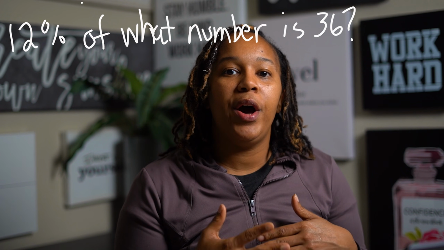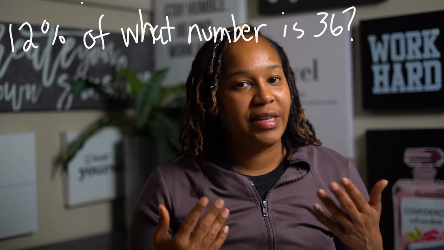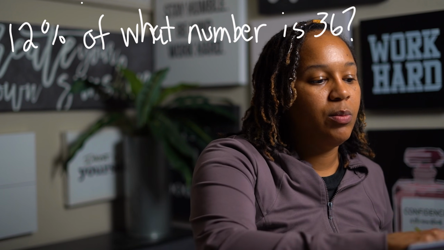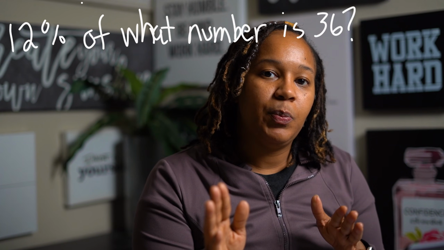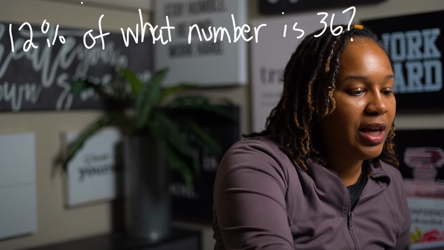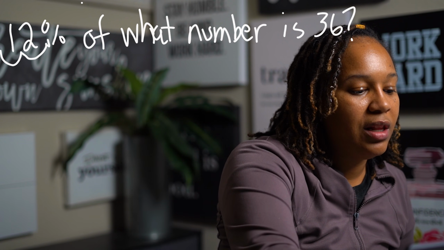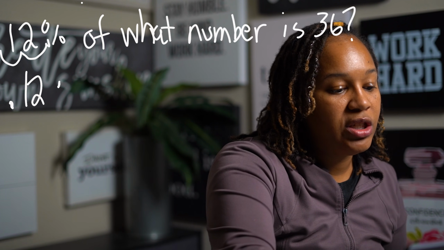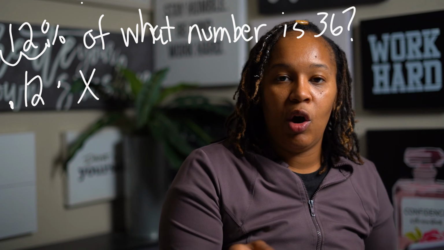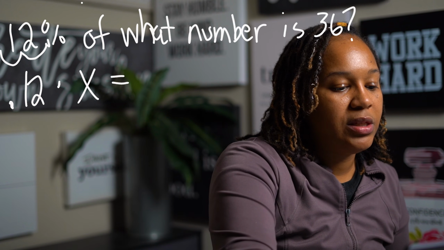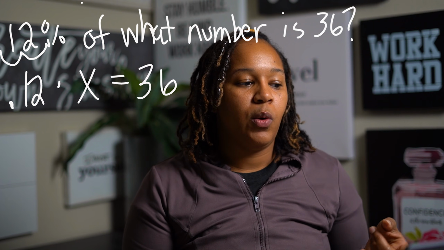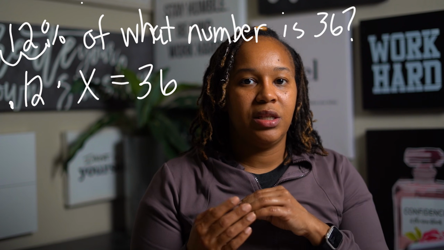For this last example, it says 12% of what number is 36? We're going to do exactly like we did, taking the words and converting them to numbers and symbols. So 12%, since that is a percent, I need to convert it to a decimal. So take that decimal and move it to the left 2 times, and that becomes 0.12. Of represents multiplication. What number represents the unknown, which is X. Is represents equal, and 36 is the number, so I just drop it down. So that gives me the equation 0.12 times X equals 36.